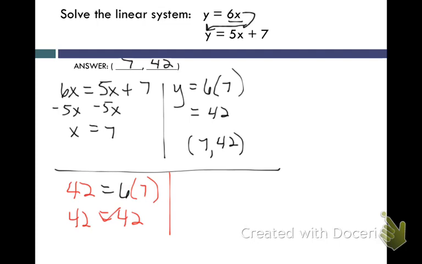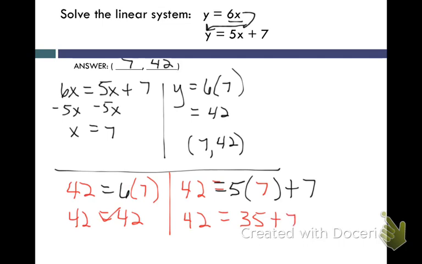Now I'll try it in my second. So I'll plug in 42 for y, and then I need to take 5 times 7, and I'll plug that in here, and then I'm going to add 7. So on the left I just bring down 42, and here I have 35 plus 7, which does equal 42. So you can always check your solution. You just plug it into both equations and make sure that you have 2 true statements.